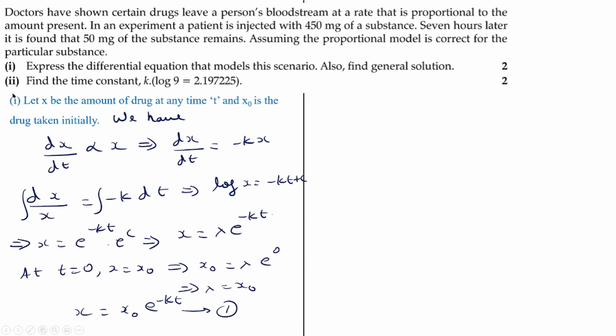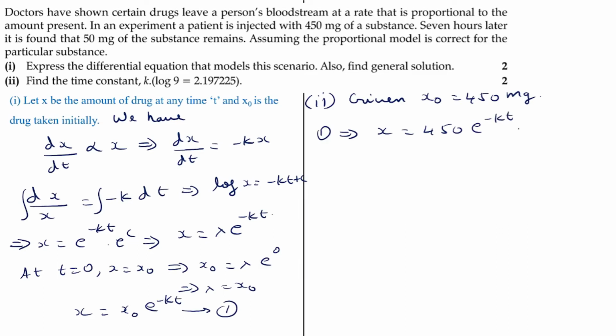Now moving on to the next subdivision. Find the time constant K. So we have to find K. Now let us see what is given here. A patient is injected with 450 milligram of a substance. So initially 450 milligram of the drug is injected. So given x naught is equal to 450 milligram. So from 1 we have x is equal to 450 into e raised to minus kt. Let us take this as 2.